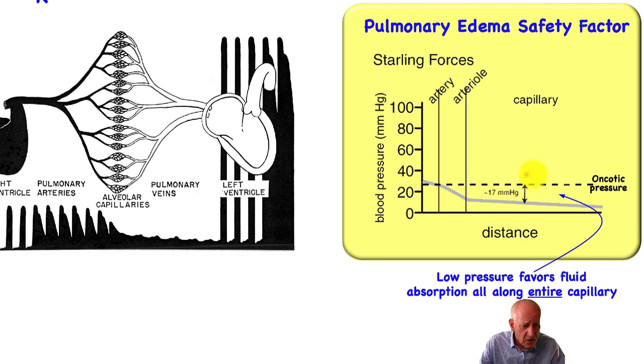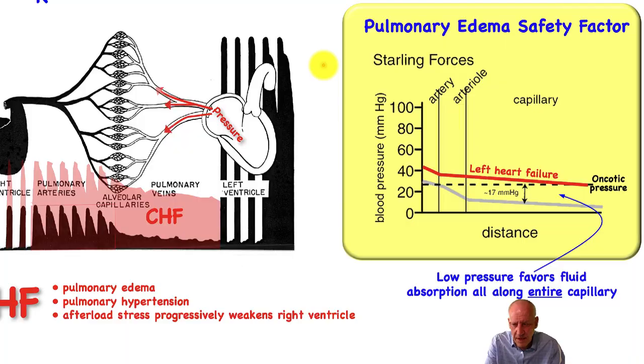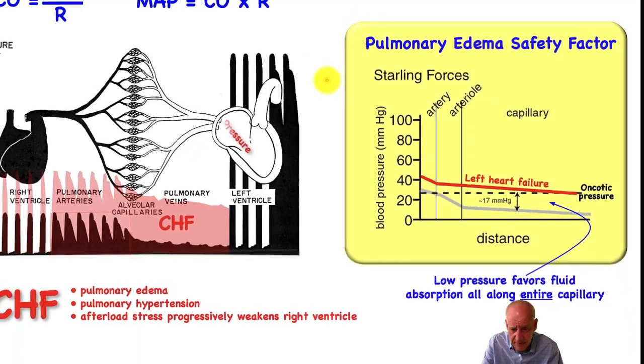This means that a large rise in capillary hydrostatic pressure, at least 17 millimeters mercury, is required before pulmonary edema can occur. This is called the pulmonary edema safety factor. Imagine what would happen in left heart failure.